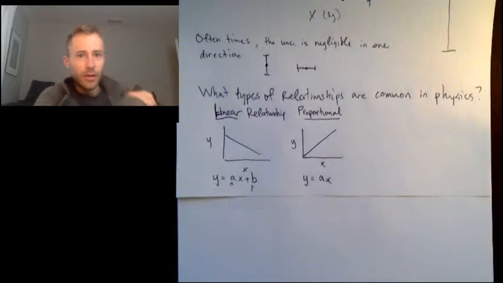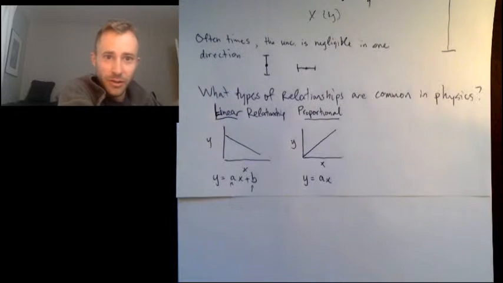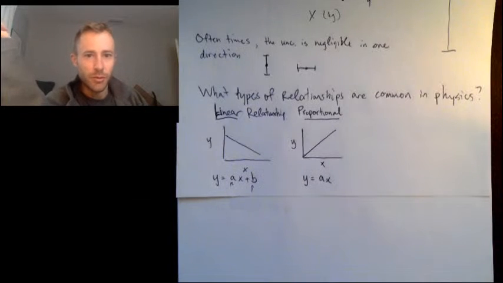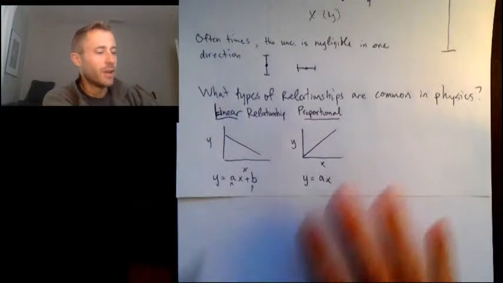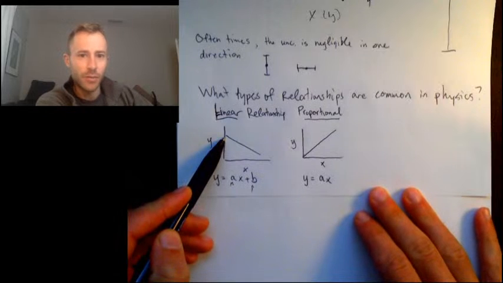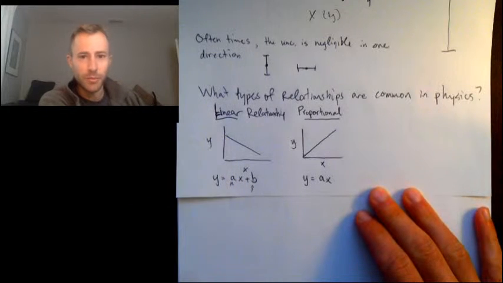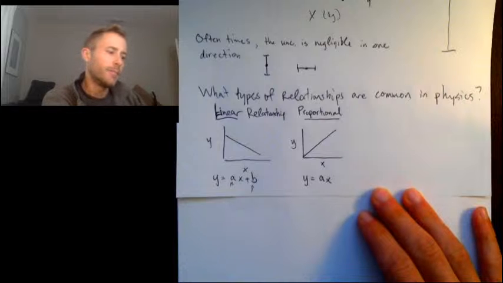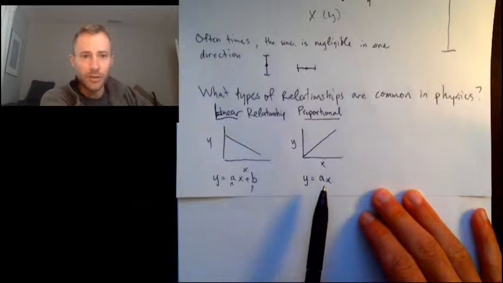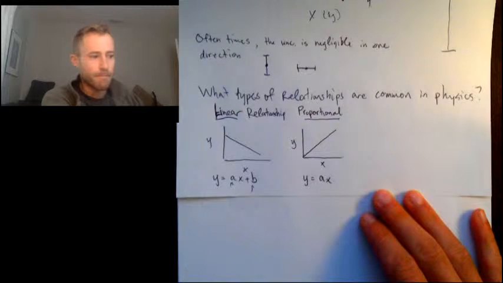So all proportional relationships are linear relationships. Linear relationships are not necessarily proportional relationships, because this is not proportional, because the y-intercept is a positive number. So this is the model equation, and the free parameter is the slope.